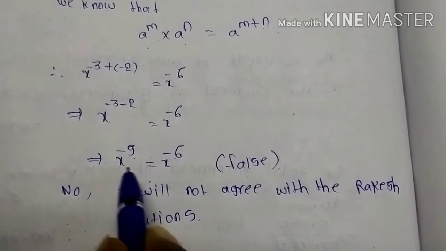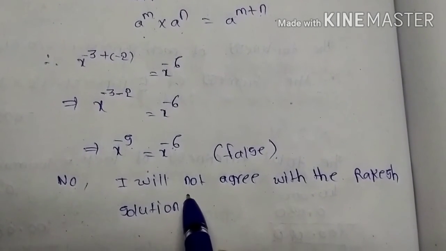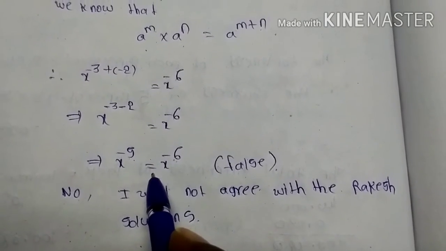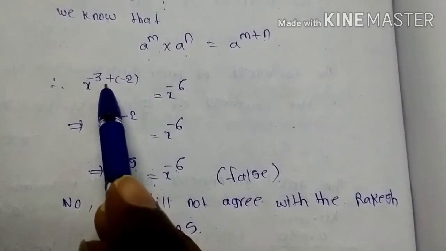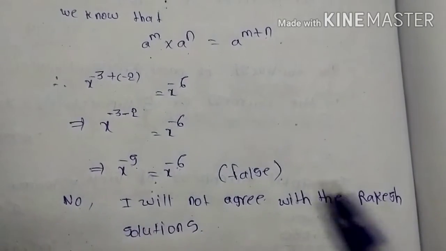See, if you are getting x to the power minus 6, you can agree. Yes, I will agree with Rakesh's solution. But it's the wrong answer. He has not followed the correct method. He did 3 twos are 6 like that, even though it's not the correct method.